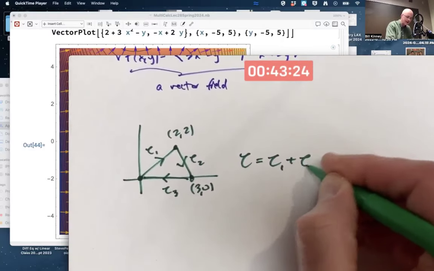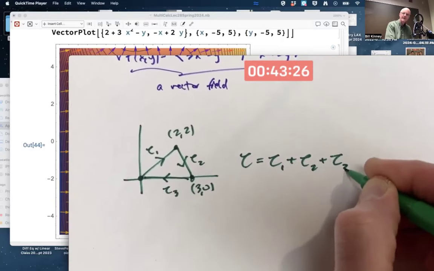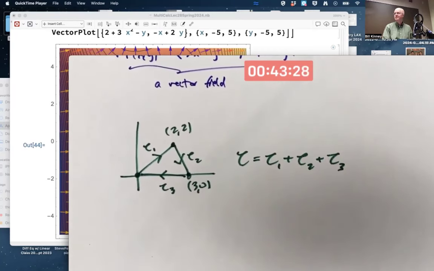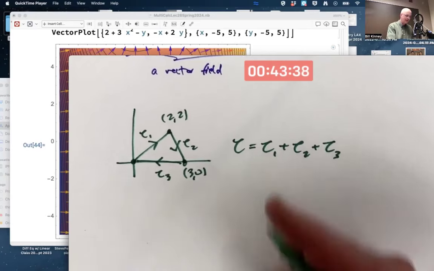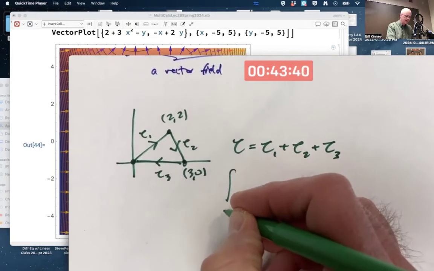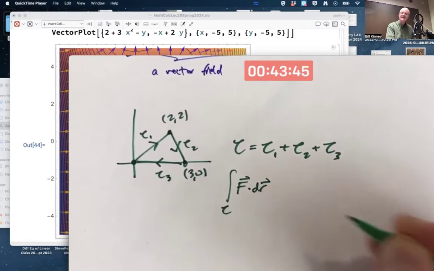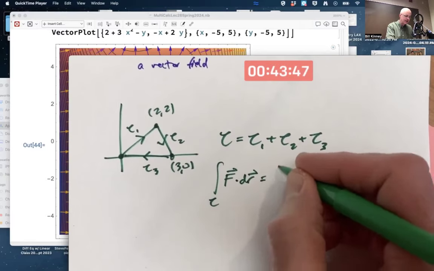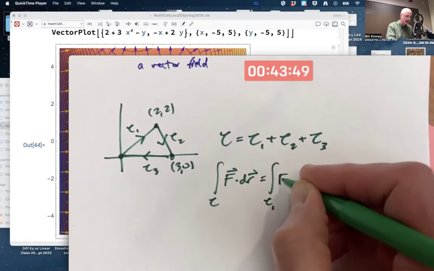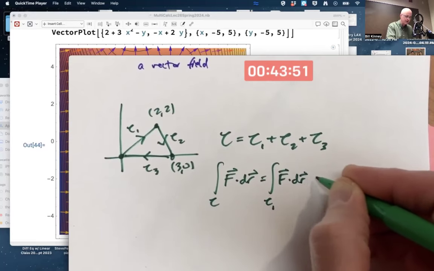It is somewhat standard to write that as the sum of the individual C's, as if we're adding curves. Are we literally adding curves? Sort of. It's a new kind of addition. And effectively, the line integral of the vector field over the entire curve, effectively by definition, is the sum of the line integrals over each curve individually.